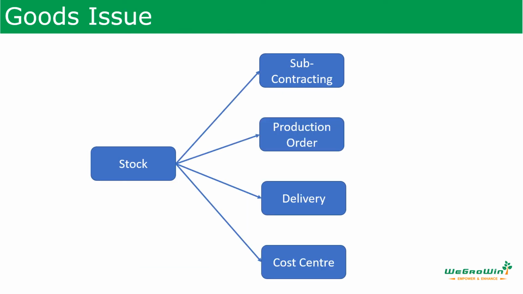Goods issue for materials is like issuing material for a production order, or issuing material for sampling or scrapping, or internal goods issue against cost centers, or it may be for subcontracting or for delivery. For each goods issue, the system will create both financial transaction documents and material documents.